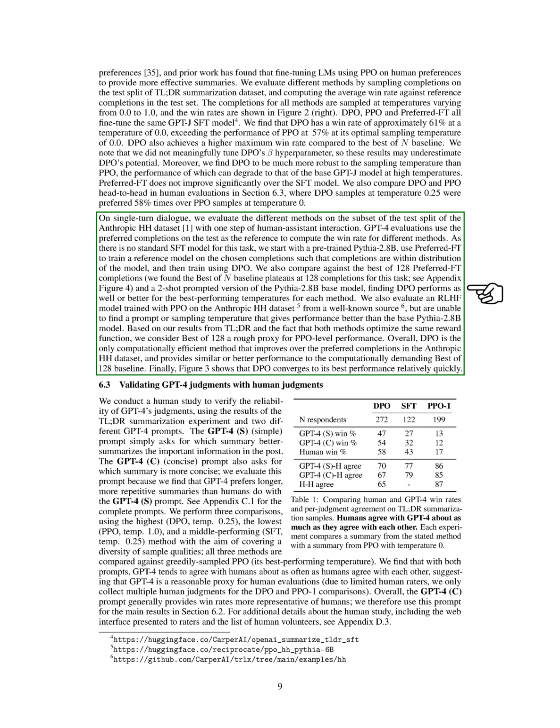We evaluated different methods on a subset of the test split of the Anthropic HH dataset with one step of human-assistant interaction. We found that DPO performed as well or better for the best performing temperatures for each method. In conclusion, DPO is the only computationally efficient method that improves over the preferred completions in the Anthropic HH dataset. It provides similar or better performance to the computationally demanding best of 128 baseline. DPO also converges to its best performance relatively quickly.